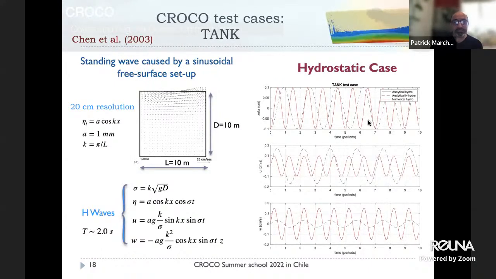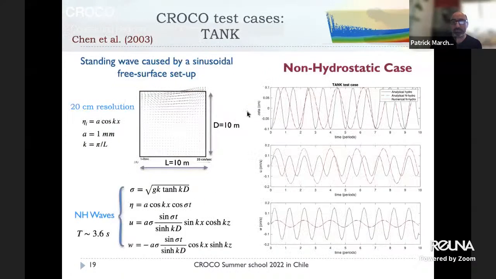And then we have the non-hydrostatic case, and this case helped us a lot to develop the method because it is very sensitive to any bugs that you can put in the model. And you can see that in this case, we also have an analytical solution. In this case, the solution is dispersive because the dispersion relation shows a dependence on K. But the model reproduces the analytical solution for these non-hydrostatic waves.